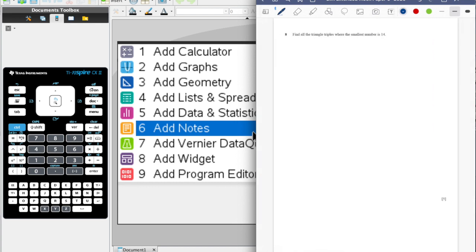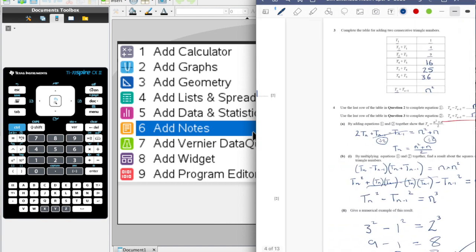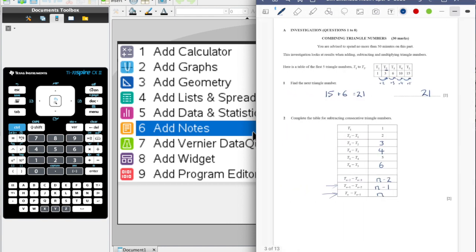Find all the triangle triples where the smallest number is 14. Okay. So what we're going to do for this is look to piece together all of these, this idea of these n values and adding these rows that are possible. So we've gone through a process of adding these 2 rows, and we've gone through a process of adding these 3 rows. And we need to think about how that's building up over time.